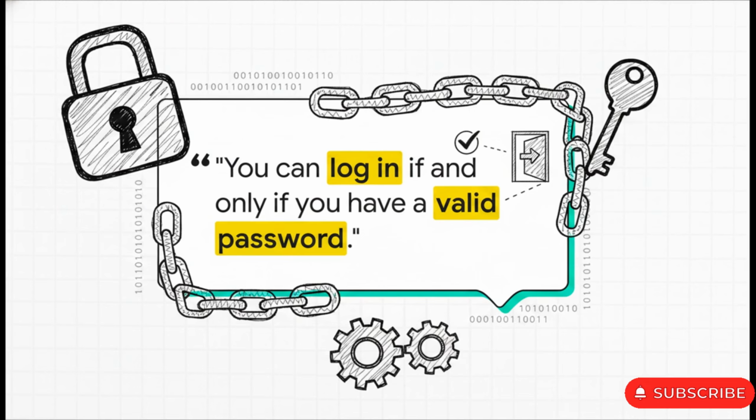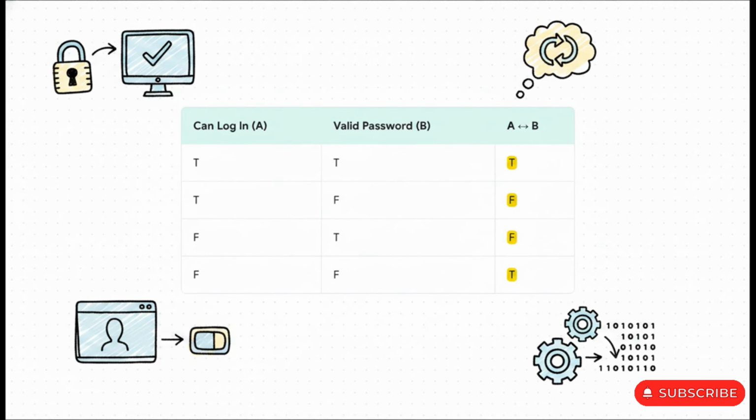It goes both ways. And the truth table for this makes total sense. The statement is only true when both sides match. Both are true? Yep, that works. But look, both are false? That's also true. Because if you can't log in and you don't have a valid password, the system is working exactly as it should. It's only when you have a mismatch that the logic fails.